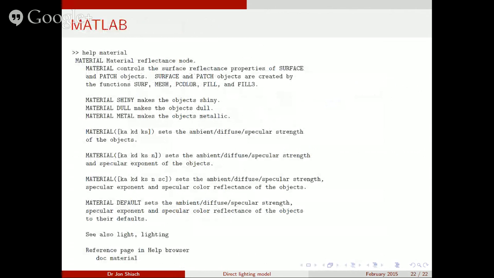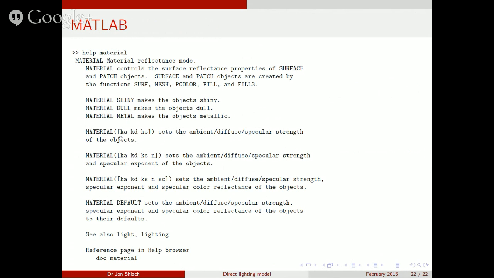In fact, if you do get MATLAB up, it's got a command called material. So if you're doing a plot and you want to apply a certain type of material to it or a certain shininess to it, use the material command. And this is a help file that comes up. They've got some presets, for example, shiny, dull, and metal. I mean metal as in the material, not metal as in the genre of music.